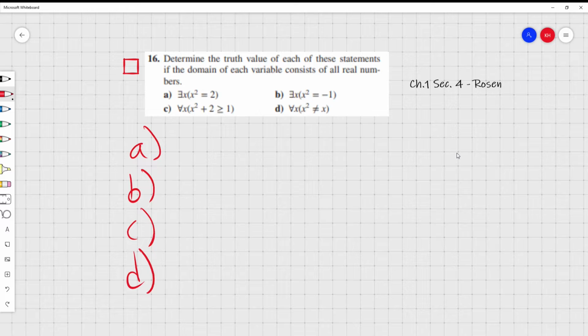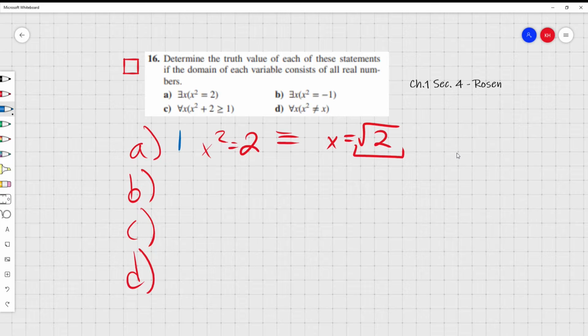For A, there exists an x such that x squared is equal to 2. Well, we can obviously determine a single x value by just taking the square root of both sides, so we get x equals the square root of 2. Now we only have to ask, is the square root of 2 a real number? Of course it is. It is an irrational real number. So in this case, A is going to be true.